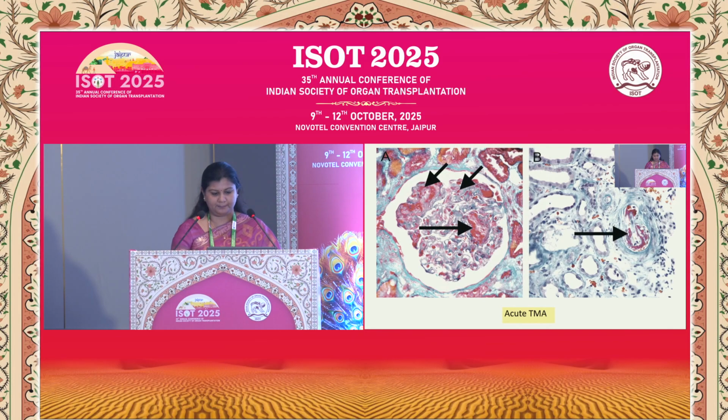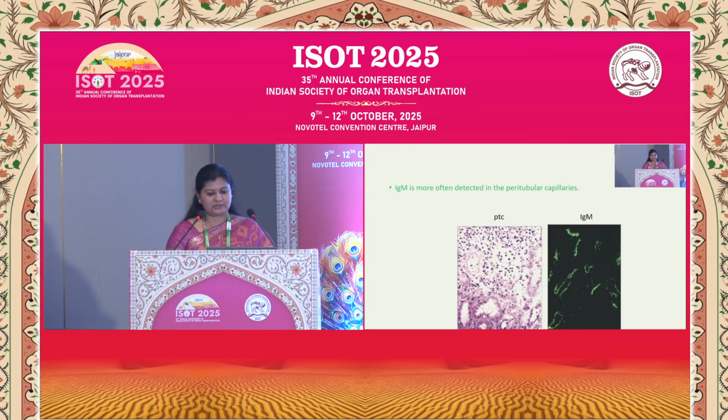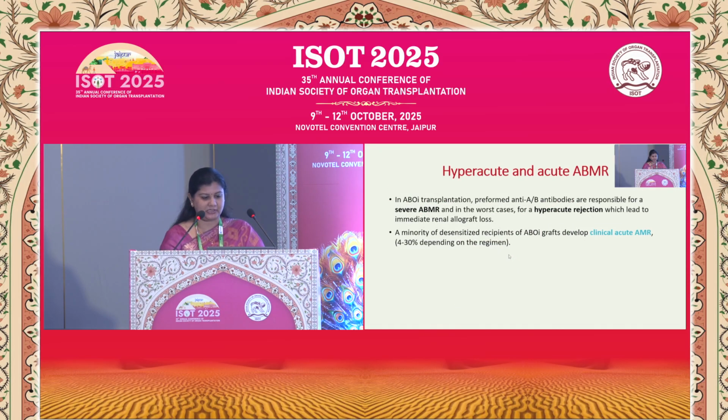While reading, I came across this finding, a very uncommon one, that at times IgM can be found deposited in the peritubular capillaries in cases of ABO incompatible transplants. Another finding is that of a neutrophilic peritubular capillaritis. That is, instead of lymphocytes, we have an abundance of neutrophils in the peritubular capillaries.